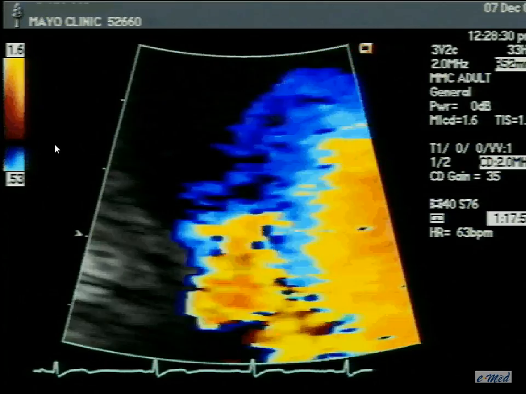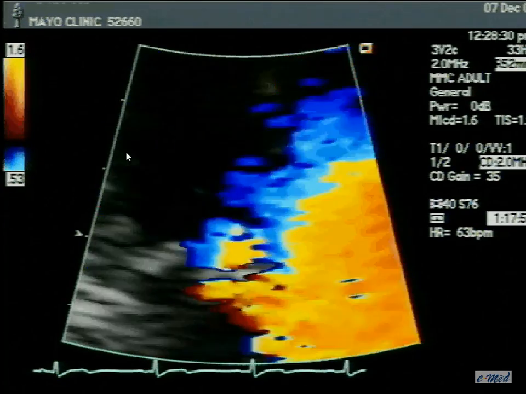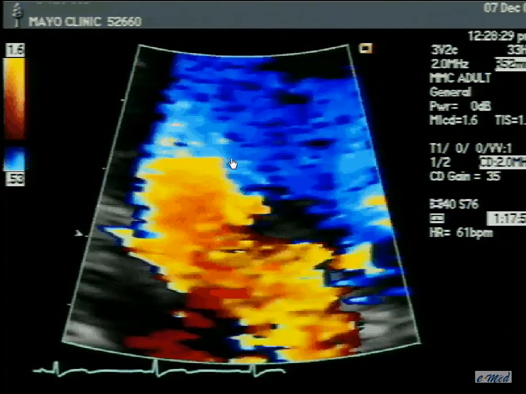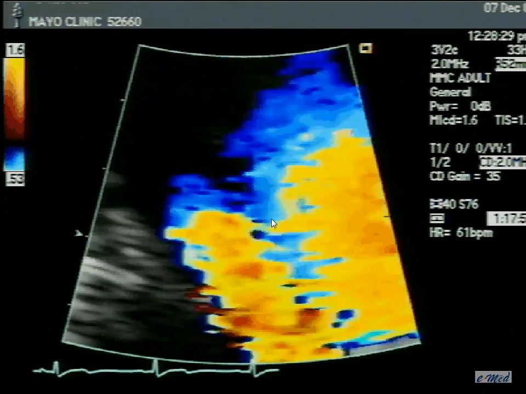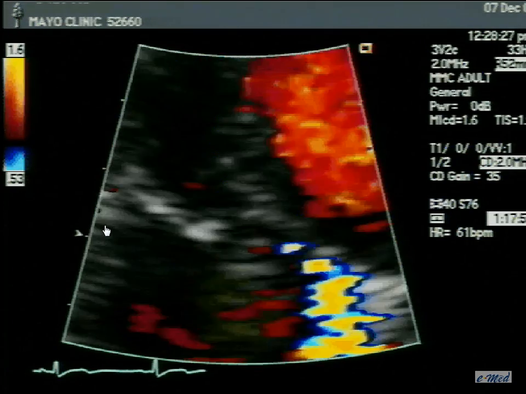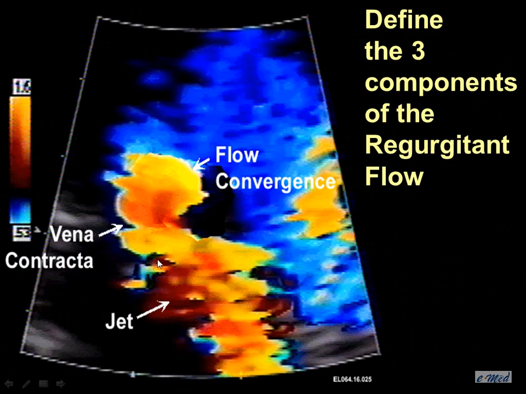But what we use mostly is the PISA method, which stands for proximal isovelocity surface area. What we do with that method is we zoom on the jet area, on the origin of the jet. We move the baseline down, and now the zone of flow convergence appears in yellow, and you see the flow convergence, the neck of the jet, of the vena contracta, and then the jet. And so when you have that, you stop a frame on the T wave, so you're in mid-systole, and you do not turn off the color, and you see the neck of the vena contracta here that appears in black, and you have the three components, the flow convergence, the vena contracta, and the jet.